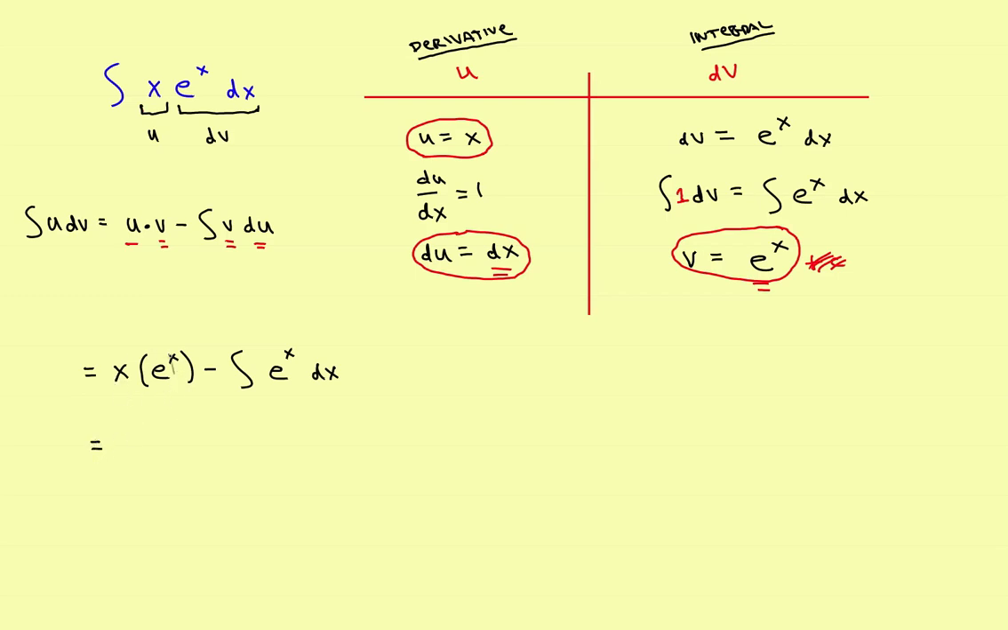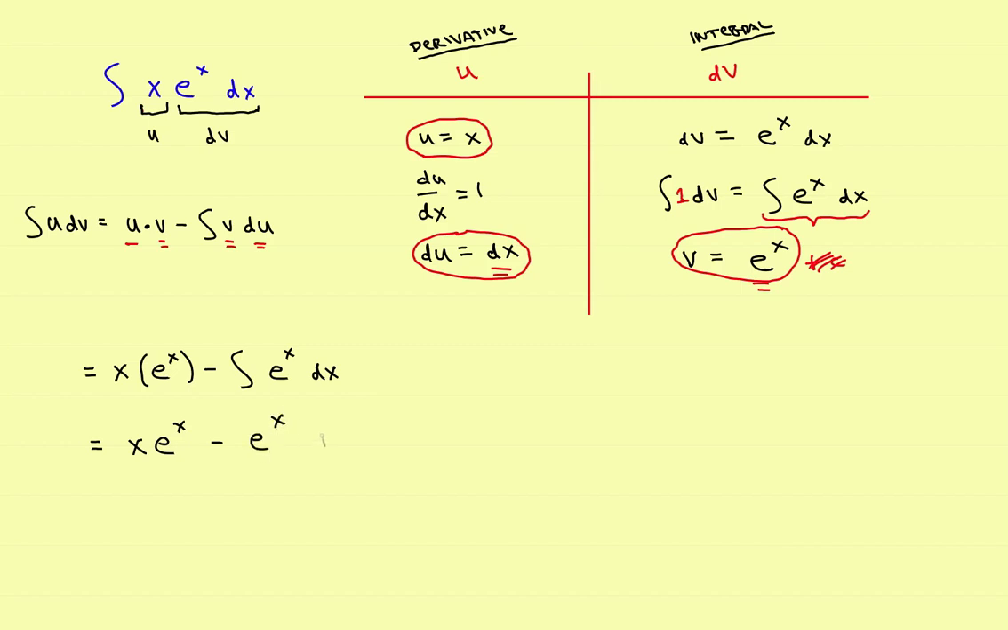This part right here is still just going to be x times e to the x. Now you can do this. Any part of the problem that you've done previously, you can use again. So this is going to be the integral of e to the x dx. But notice over here, I've already done that. The integral of e to the x dx is equal to e to the x. So this is just equal to minus e to the x.